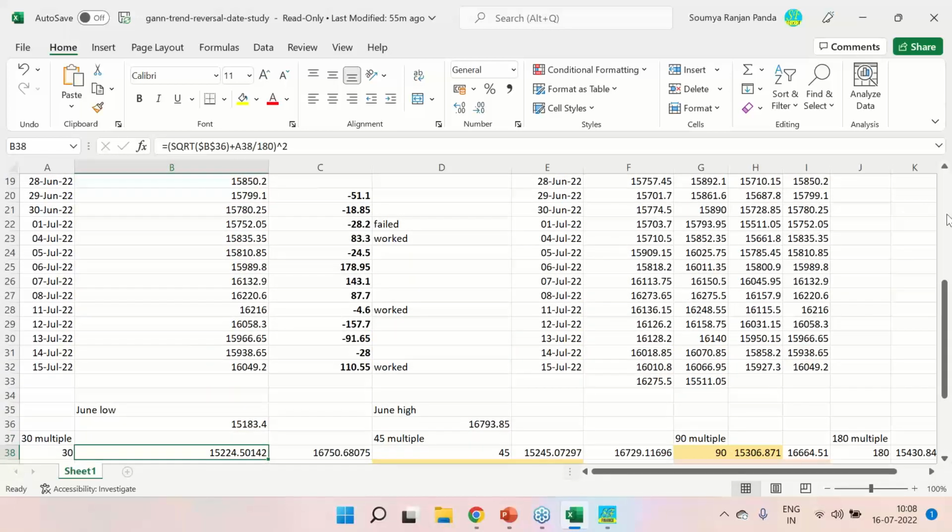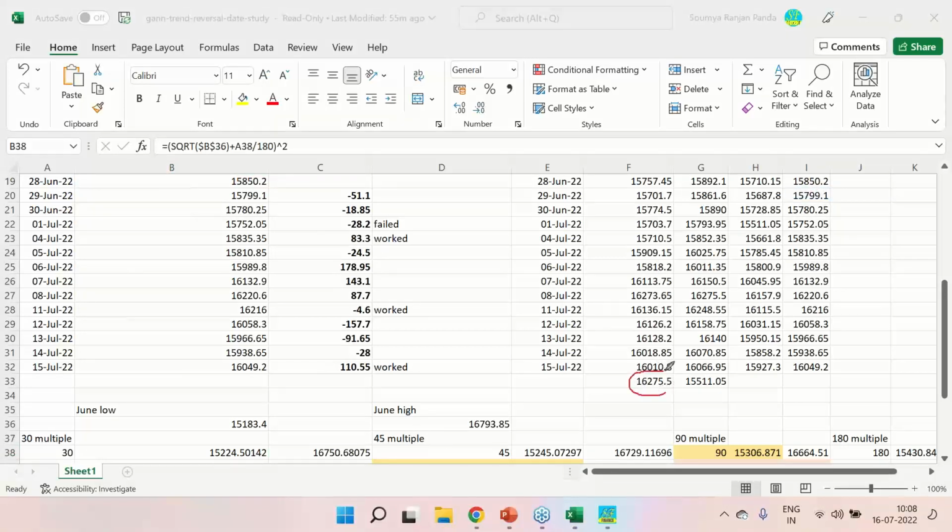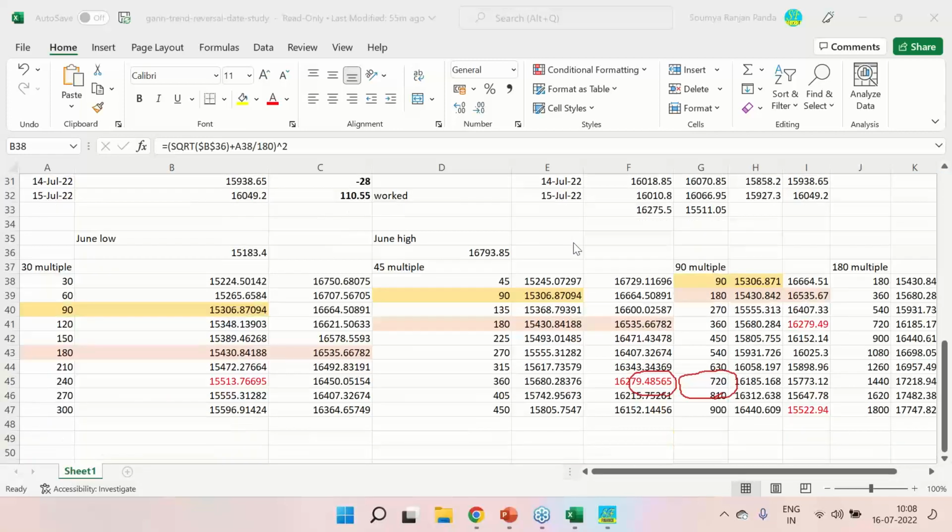After calculating, introspect on these values. For July month, a new low can be formed or a new high can be formed. What happened in July month? July's low on the 1st of July is 15,511. The high is 16,275. Now we are at 16,000. Is it coming close to our calculation? I told you the smallest resistances and supports are 90 multiples, which can create the monthly tops and bottoms.